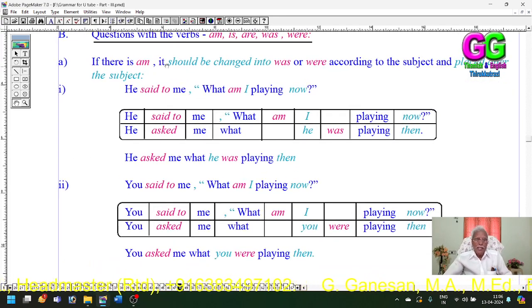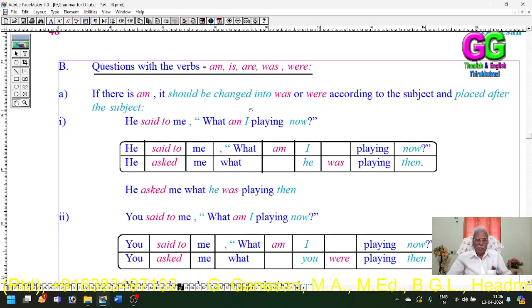See, if there is a be verb in the question, it can be changed either to was or were, according to the subject of the indirect sentence.